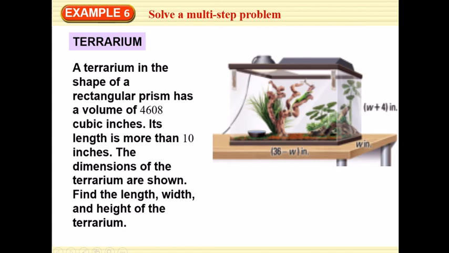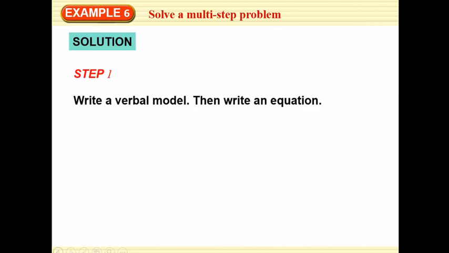The dimensions of the terrarium are shown. Find the length, width, and height. So here is my length, that is 36 minus w. Here's my width, w, and my height is w plus 4. So write a verbal model, then write an equation.